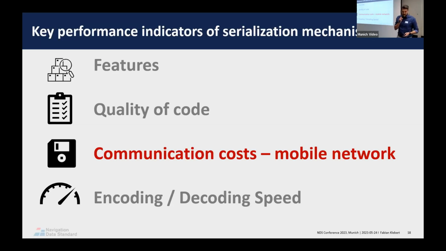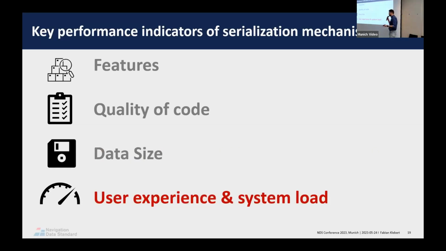And last but not least, very important as well, encoding and decoding speed, because that boils down to user experience and system load, which easily transfers into higher BOM costs, right? Because then you need a bigger CPU. If everyone is using the CPU heavily, you have to spend 3, 4, 5 euros more, which is a couple of millions if you scale and roll it out. So it's also a very important KPI here.